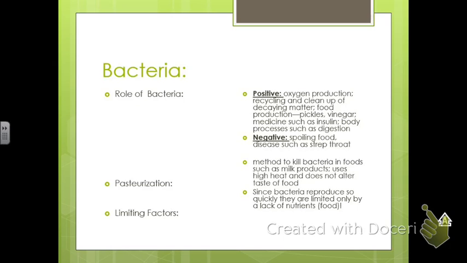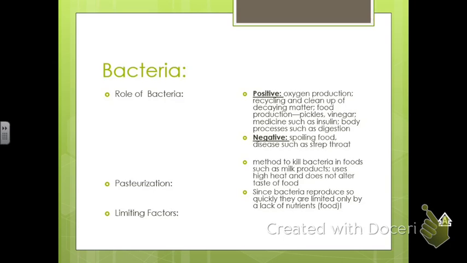Now, in nature, bacteria serve positive roles. They produce lots of oxygen. They are the recyclers and cleanup of dead, decaying plant matter and animal matter. We use them in food production if you like pickles. Vinegar is used in a lot of foods that have a little acidic taste. It's used in the production of the medicine insulin, which is very necessary for people who are diabetic. We've already mentioned that E. coli live in our digestive system and help with digestion. So it has some positive roles. Now, negatively, it does cause disease, and food will go bad due to bacterial growth.